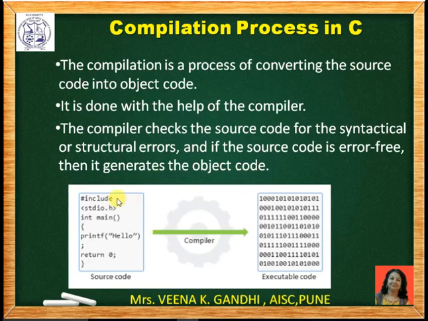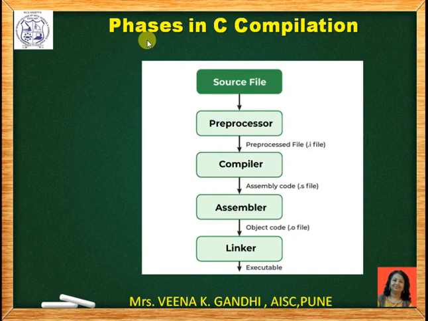If the program is error free, then it generates the object code. For example, here a C program is shown after conversion: the compiler accepts this program and converts it into object code in the form of 1 and 0. This is C compilation.